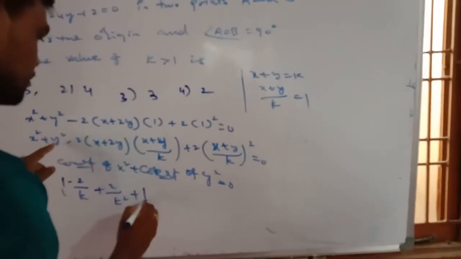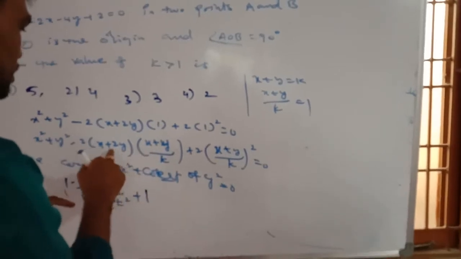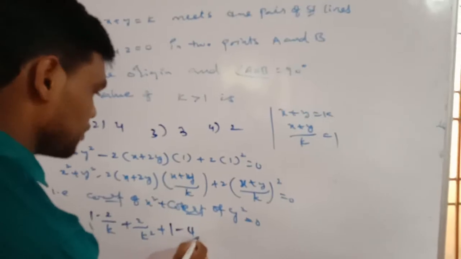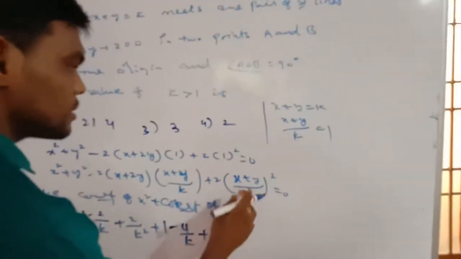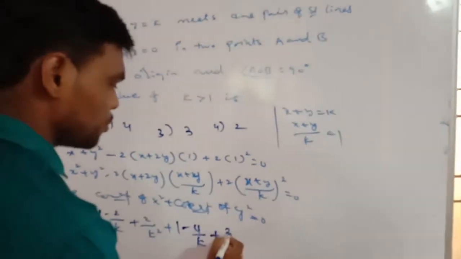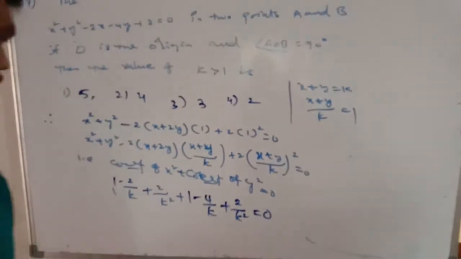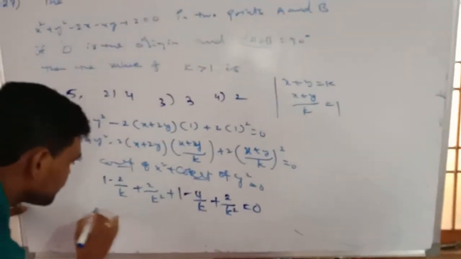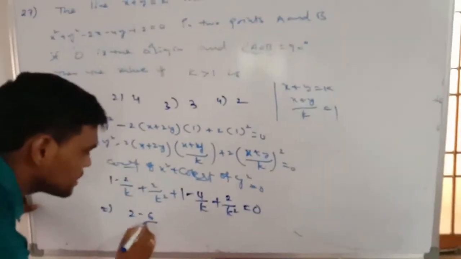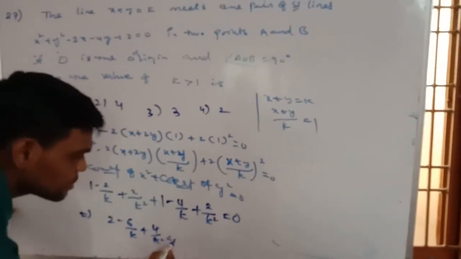Y square coefficient is 1, 2y into y, 2y square, that is 2 by k into minus 2, minus 4 by k, plus y square by, and that means 1 by k square into 2, 2 by k square is equal to 0. Now this implies 1 plus 1 is 2, and minus 6 by k plus 4 by k square is equal to 0.